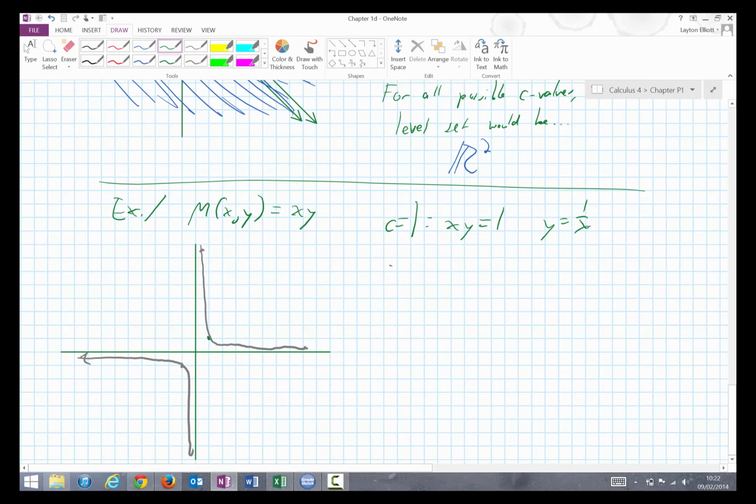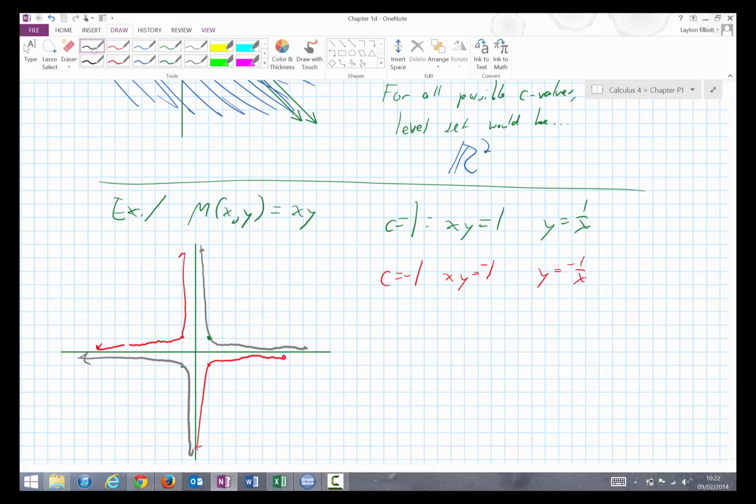I could actually do c equals negative 1. I should use a different color for this. And so xy equals negative 1, or y is equal to negative 1 over x, and that's the same thing, just in the other two quadrants. And clearly I can make any c value be positive or negative.